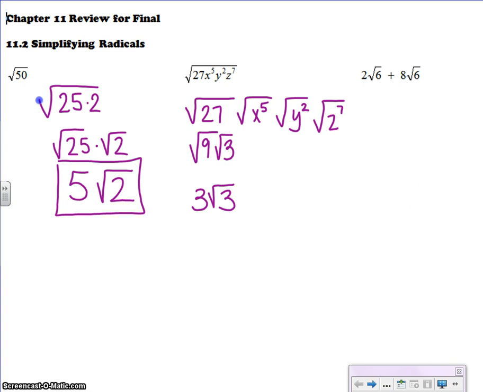If you'll remember, even exponents are perfect squares, so we're going to break that down to x to the 4th times the square root of x, or x to the 1st. Square root of x to the 4th, our perfect square, becomes x squared. The square root of x stays underneath the radical sign. Y squared is a perfect square, so remember we divide the exponent by 2. 2 divided by 2 is 1, so this just simplifies to y. Notice I'm writing it without a radical sign because we've taken the square root.